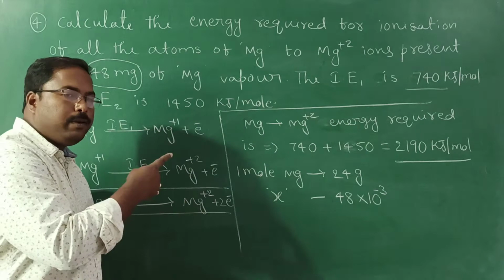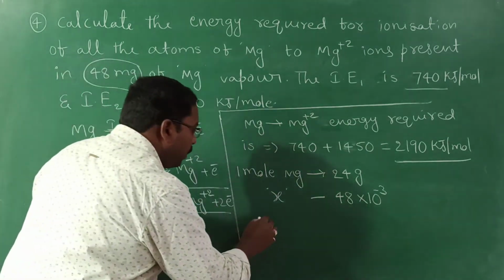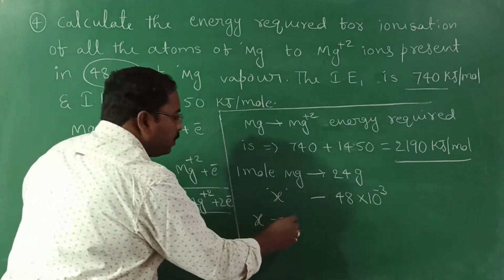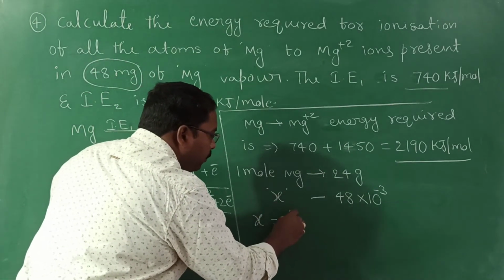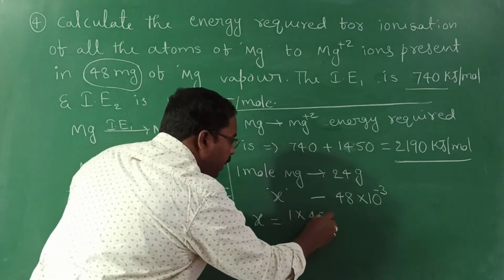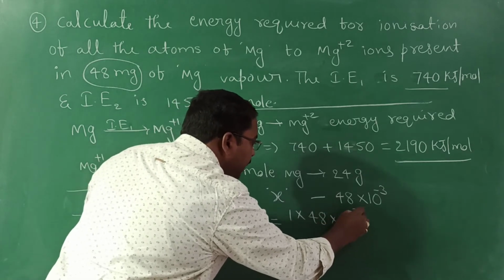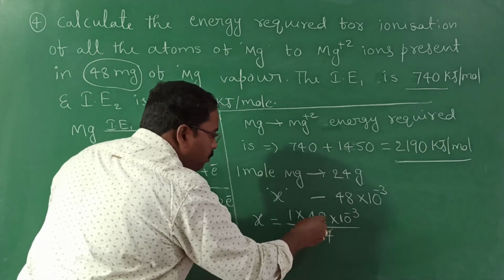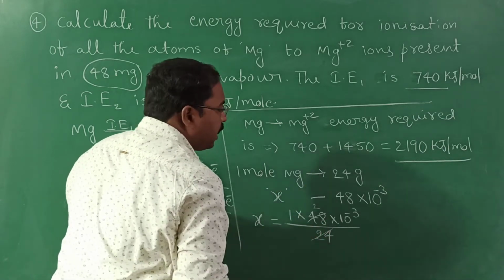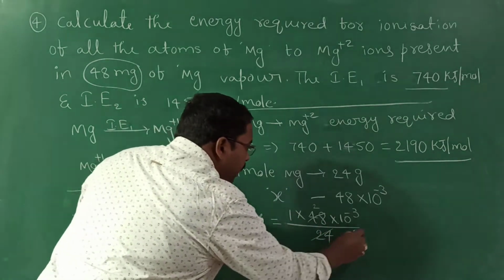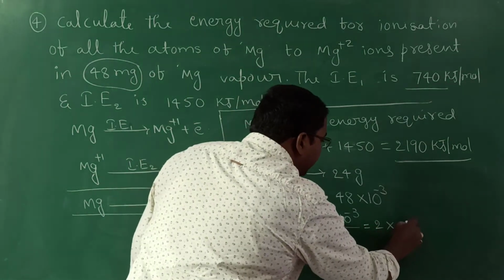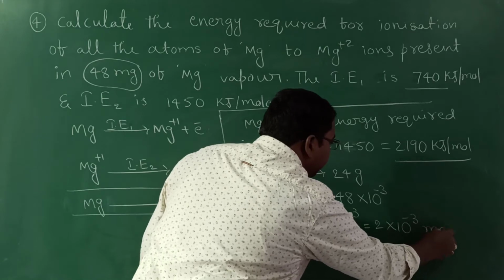Okay. So when we do cross multiplication, what is the value of x? It will be 1 into 48 into 10 to the power minus 3 divided by 24. So 24 cancels 48 two times. Finally we got the value as 2 into 10 to the power minus 3 moles.